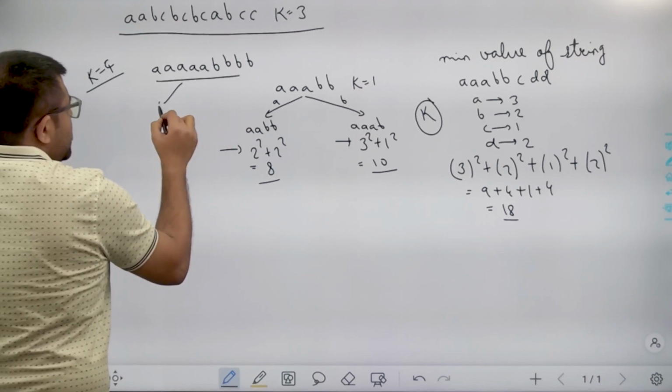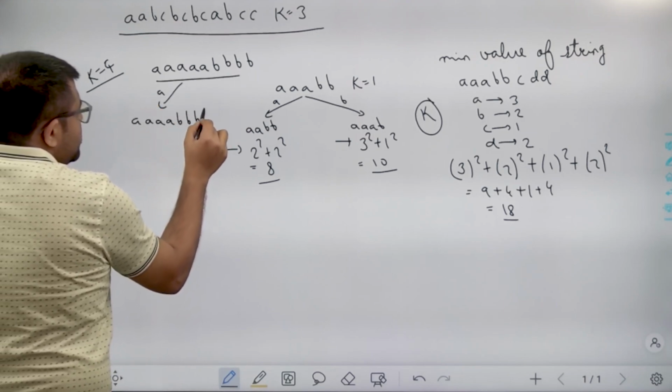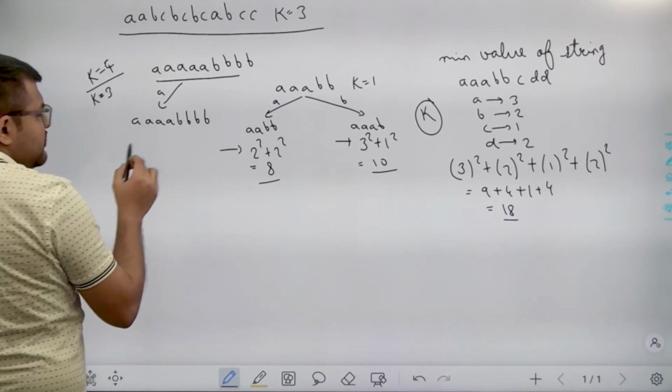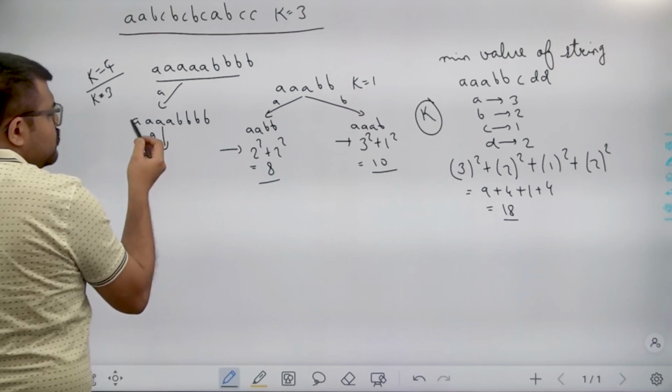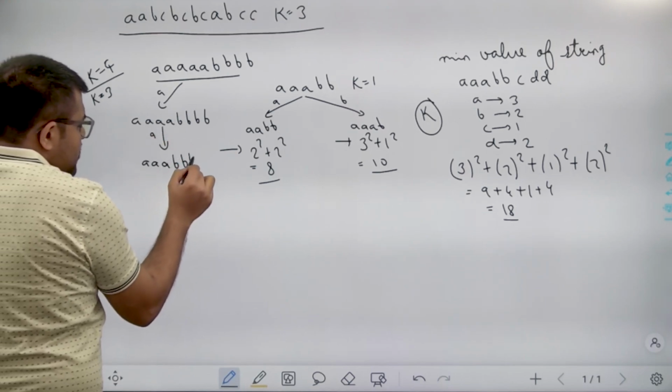So I'll remove A. My string will become A, B, B, B, B. Now k became 3. I still need to remove 3 characters. So which character will I remove? A has more count. Both have equal. Let's remove A. So it became A, B, B, B, B.